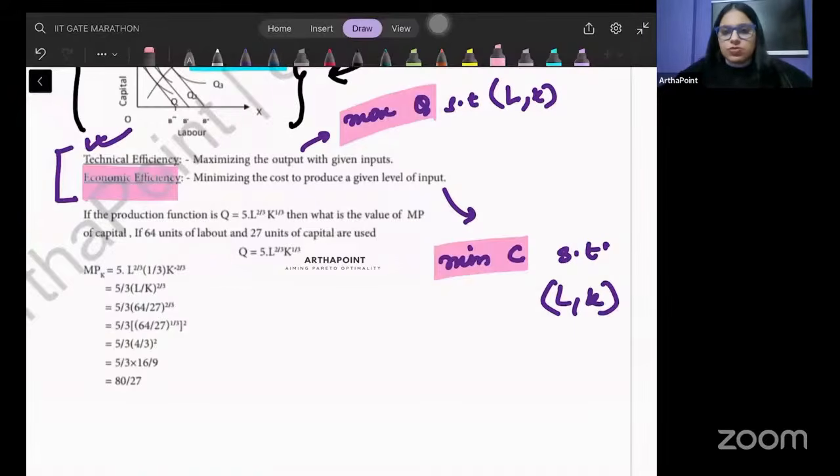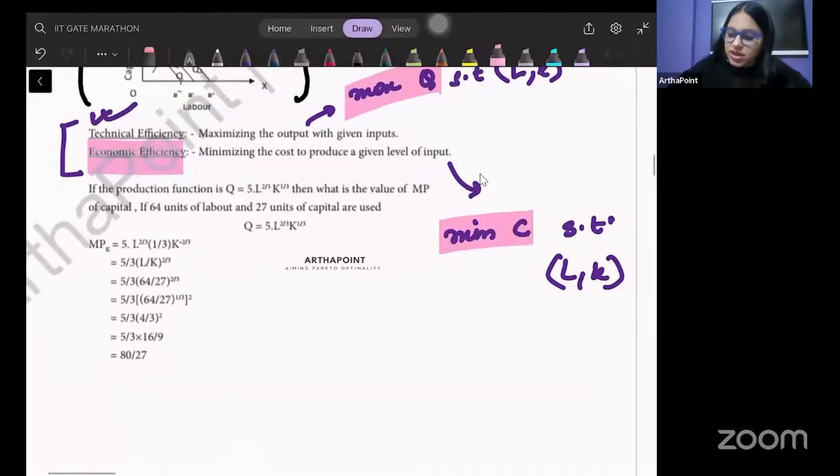It is like income offer curve, correct? But it is for the producer. Okay, please try this question.